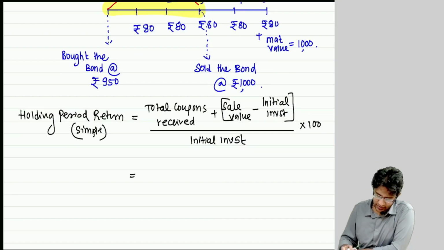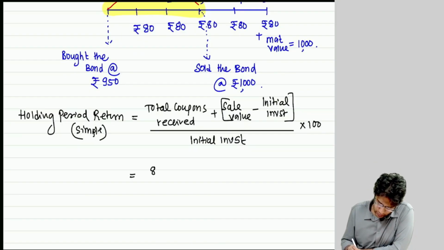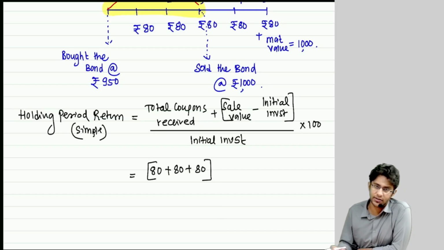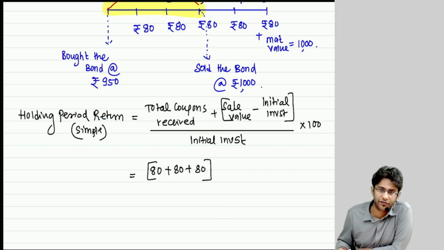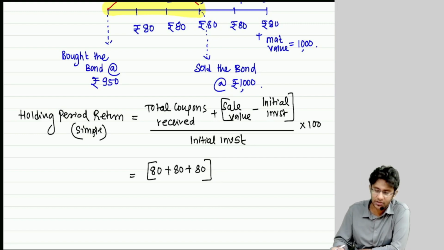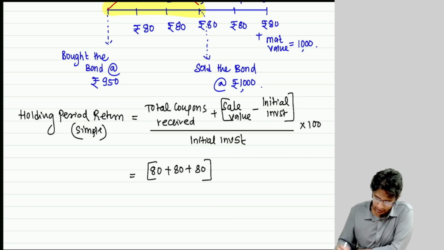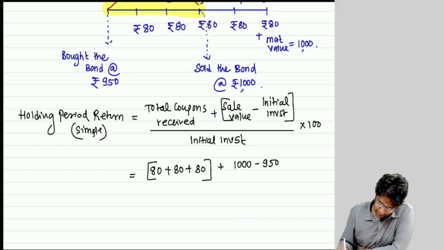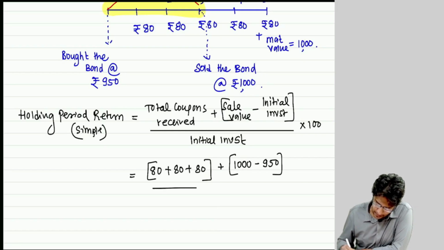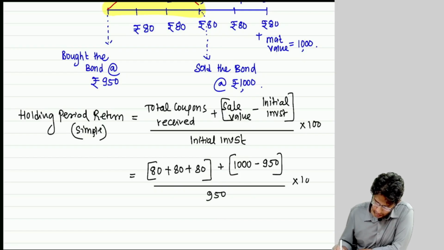So total coupon received in 3 years is how much? 80 plus 80 plus 80. You observe, first 80 first year, second 80 second year, third 80 third year. They are standing at different points of time, but we ignore time value of money under simple return, so I directly add them. Plus sale value 1000. Initial investment 950. 50 rupees capital gain is also there. Divided by my initial investment, 950 into 100.